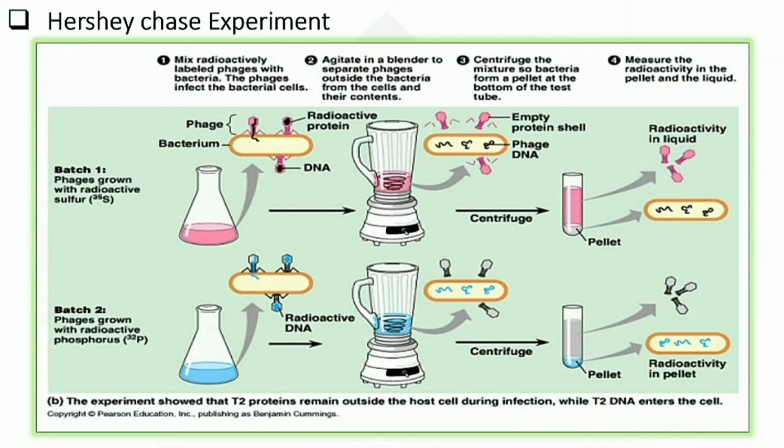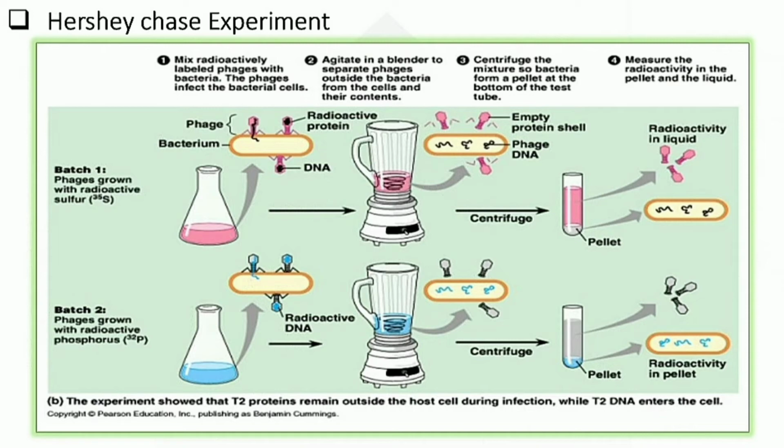And after some time, the sample was chilled to arrest the growth. And then the sample was shaken vigorously for several minutes, and this process helps to separate the phage coat from the surface of the bacteria. Now the sample is taken to a centrifuge very quickly.